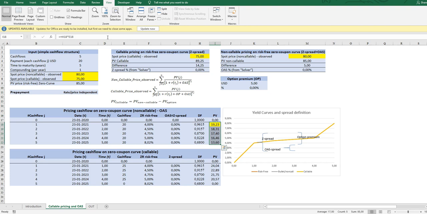Summing all present value terms gives 85, which is correct. It's also stated up here because that is exactly the risk-free pricing of the cash flow. So it can be interpreted as a price that an investor will pay if he only requires the risk-free rate, i.e. he doesn't require any additional risk premium.